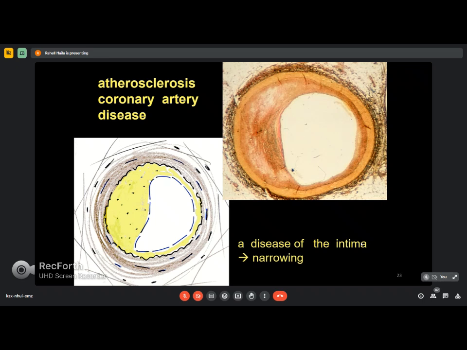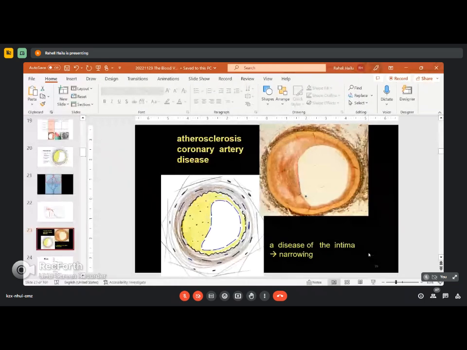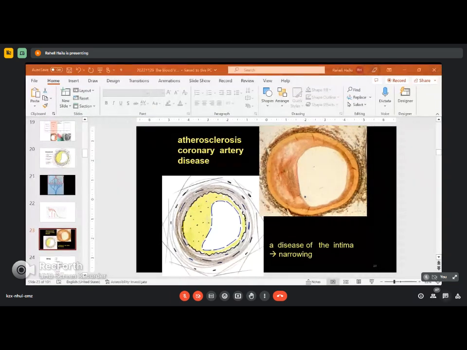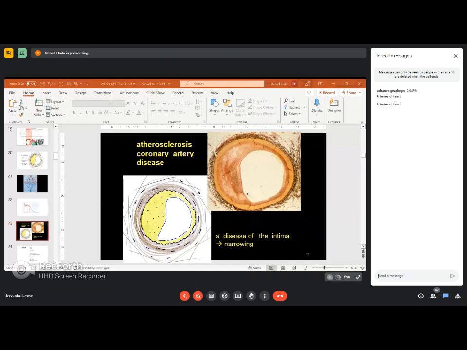Okay, let's move on. Atherosclerosis is one of the commonest causes of coronary artery disease. So what are coronary arteries? What are coronary arteries? You can respond using the text.